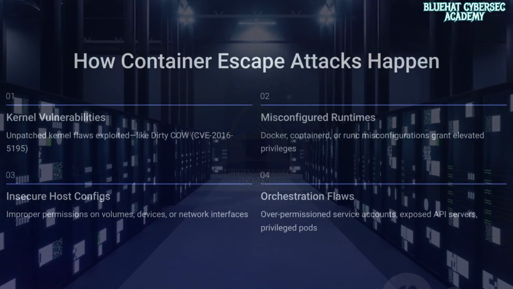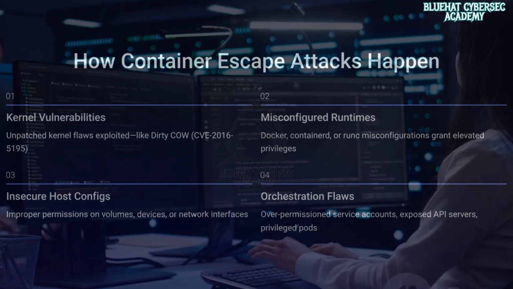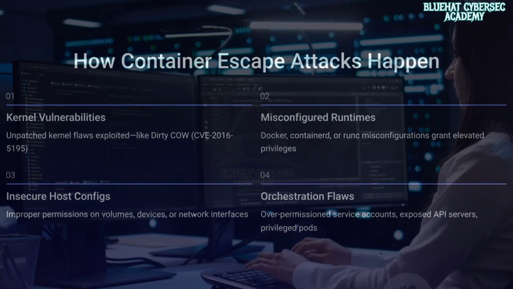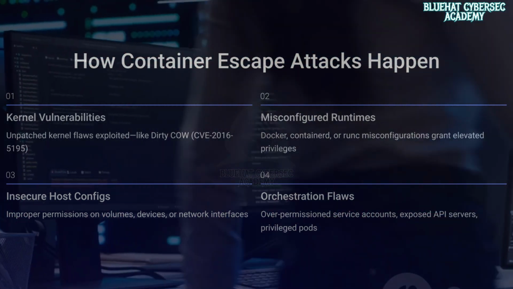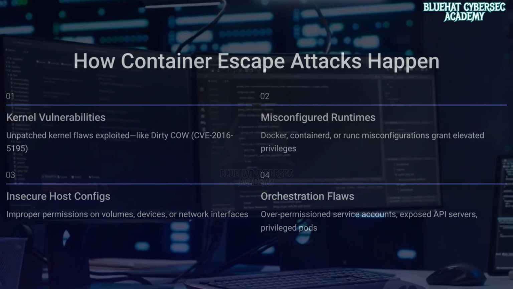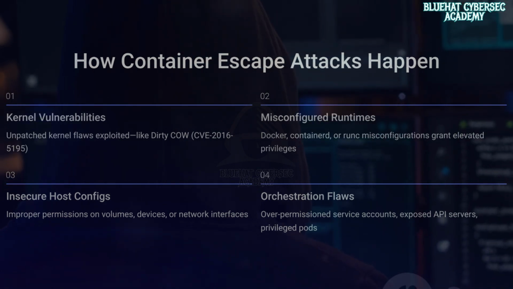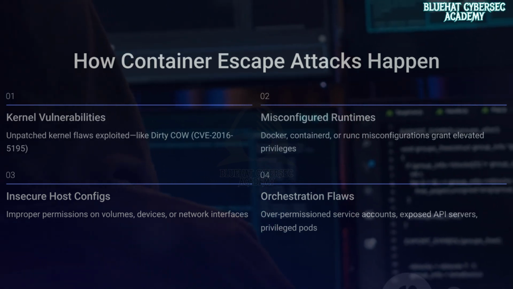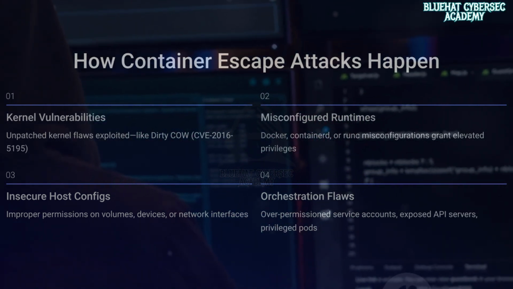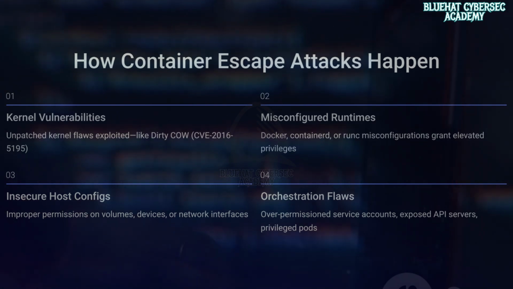So, how do these attacks happen? Let's break it down. First, there are kernel vulnerabilities. Since containers share the host OS kernel, any unpatched vulnerability can be exploited. A classic example is Dirty Cow, CVE-2016-5195, which allowed privilege escalation on Linux systems. Second, misconfigured container runtimes can be a gateway for attackers. If Docker, containerd, or runc are misconfigured, attackers can gain elevated privileges. For example, running containers as root inside the container or mounting sensitive directories can open doors.